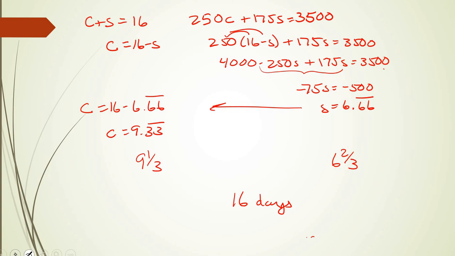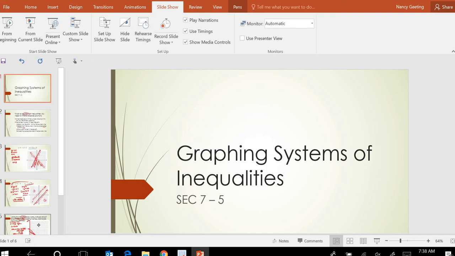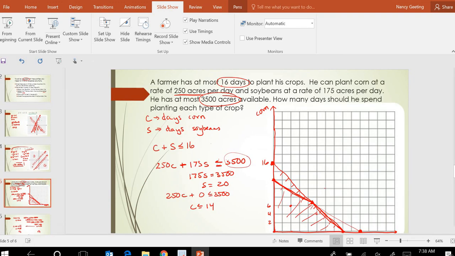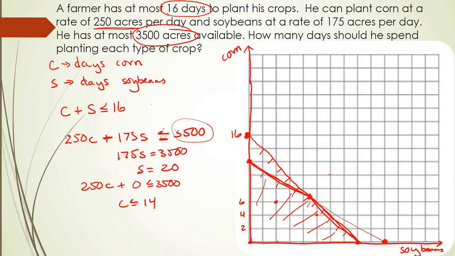I will have the optimum amount. So we said 2, 4, 6 and 2/3 for soybeans, and 2, 4, 6, 8 and 9 for corn. So my graph's off a little bit, but that would be my optimum crossing point. Okay, so that's how we do it with a word problem, and that's it for the video.